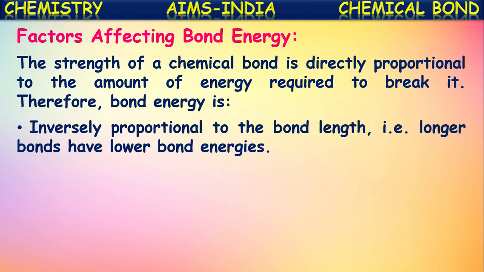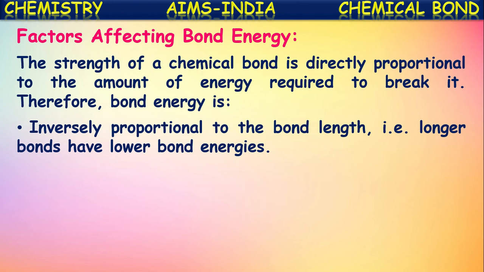Therefore, bond energy is inversely proportional to the bond length. If the bond is longer, it will be weaker, and hence bond energy will be less. So we can say bond energy is inversely proportional to bond length. That is, longer bonds have lower bond energies, shorter bonds have greater bond energies.